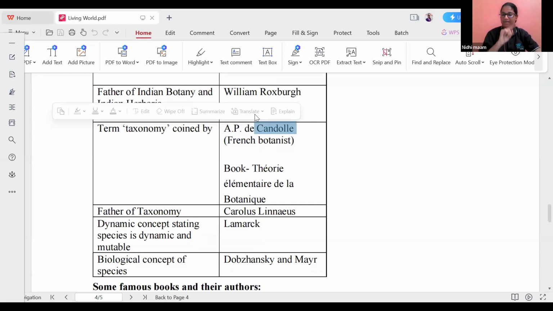New taxonomy, biosystematics. The dynamic concept stating that species are dynamic and mutable is given by Lamarck.